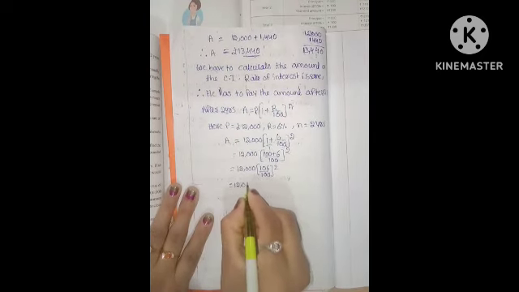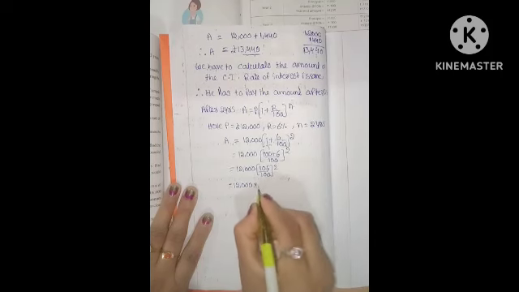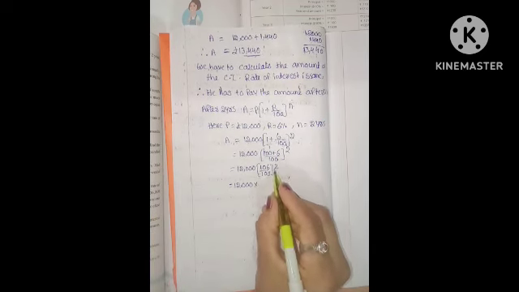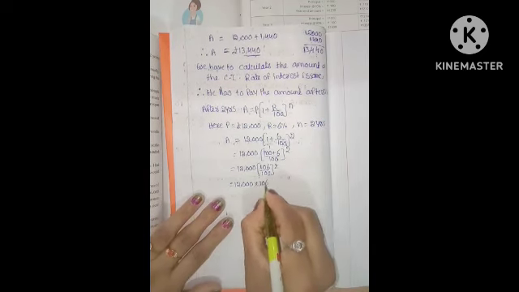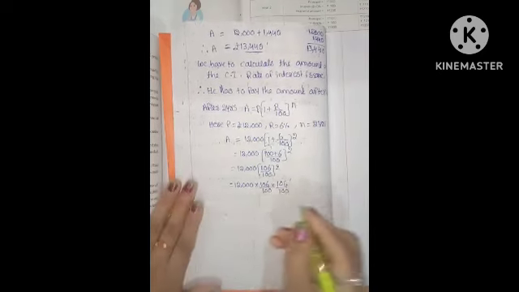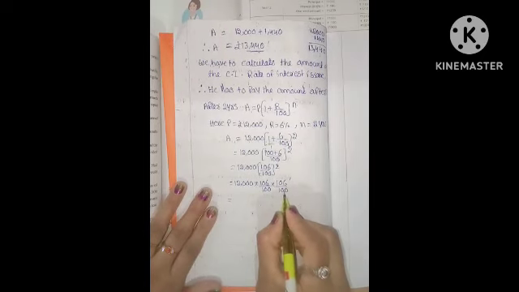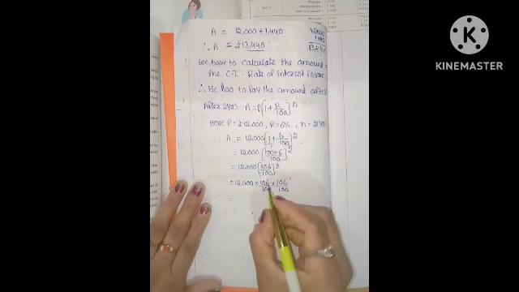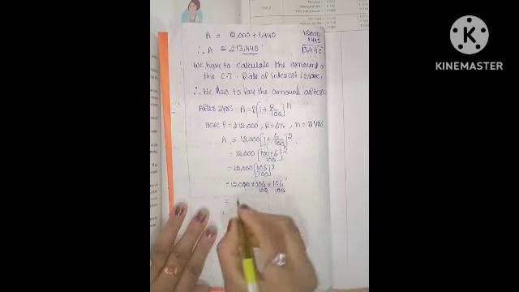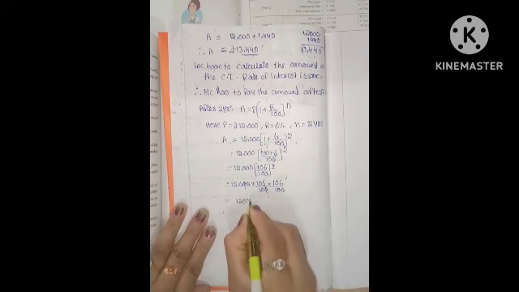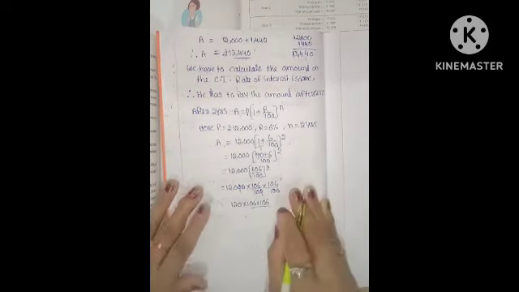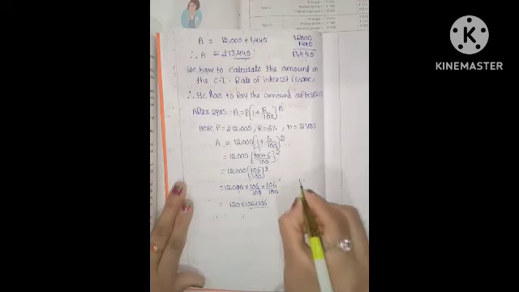So 12,000 into, removing the brackets, this fraction is multiplied by itself 2 times only. Why? Because the power is 2 only. So simplify this one. 2 zeros are cancelled, and one more 0 is also cancelled. We will get the remaining product. What's the remaining product? 120 into 106 into 106.